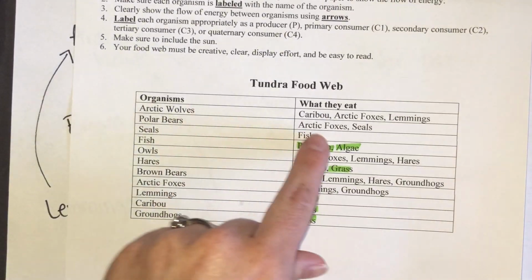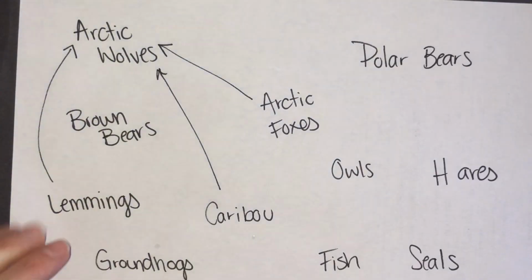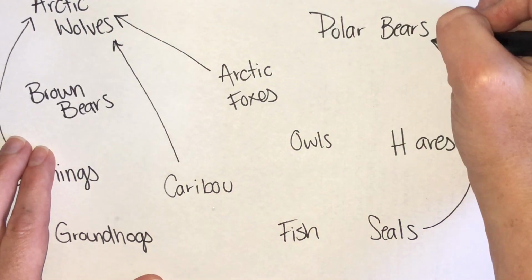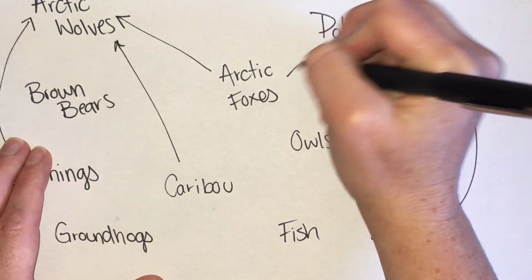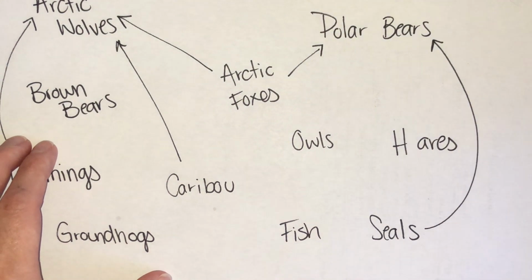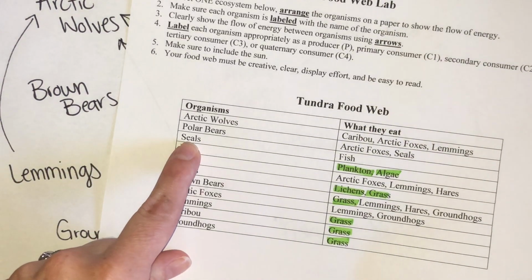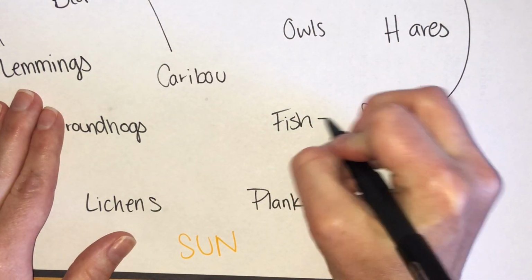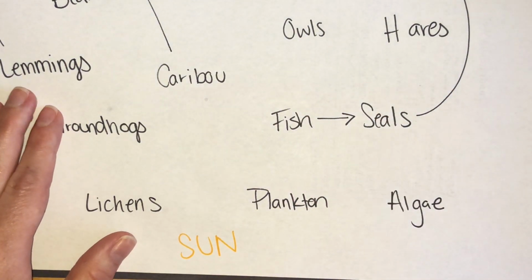Next, polar bears eat Arctic foxes and seals. So here I'm going to put an arrow from seals to the polar bears and Arctic foxes to the polar bears. Seals eat fish. So here seals get their energy from fish.